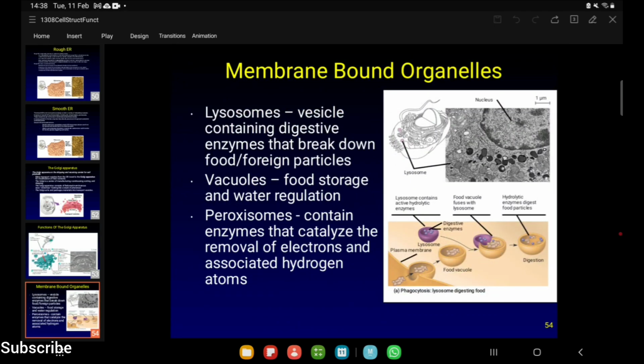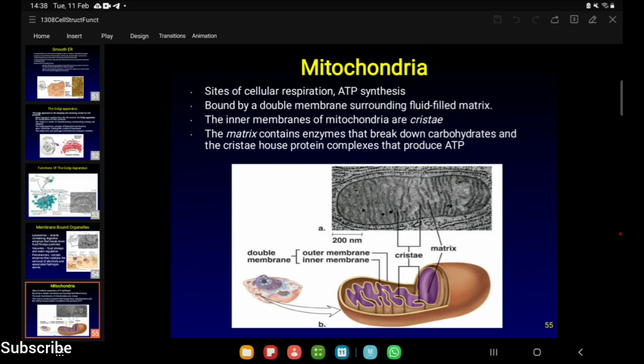Next is the membrane bound organelles. Lysosomes, vacuoles, and peroxisomes. These are very important organelles and a very important topic for the exams. Lysosomes are vesicles containing digestive enzymes that break down food and foreign particles. Vacuoles are for food storage and water regulation. Peroxisomes contain enzymes that catalyze the removal of electrons and associated hydrogen atoms.